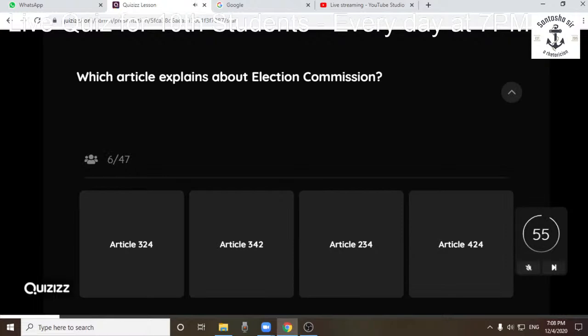Which article explains about the Election Commission? 4 different options on your screen. Select the right one. 22 members already answered out of 47. You have 35 seconds more to answer this question. You have 20 seconds more. 32 members already answered out of 48.